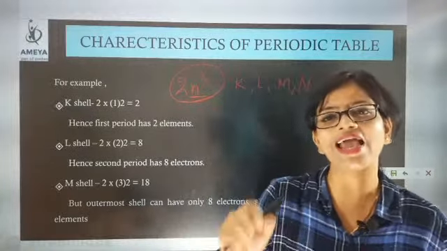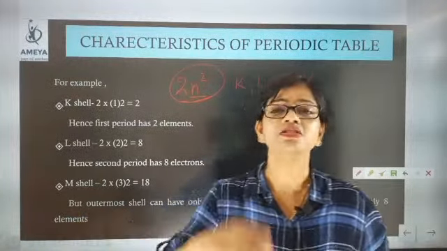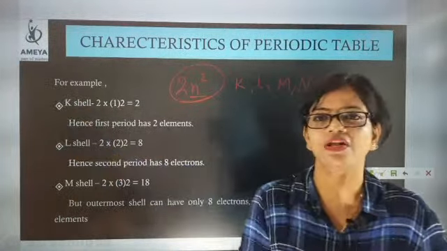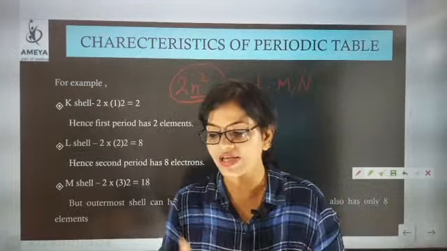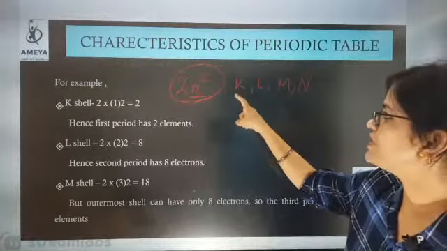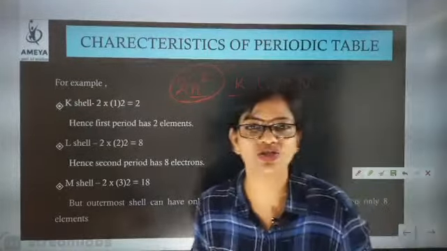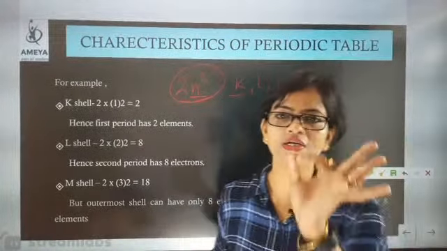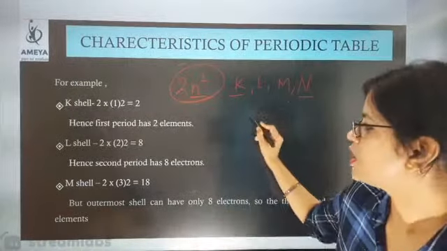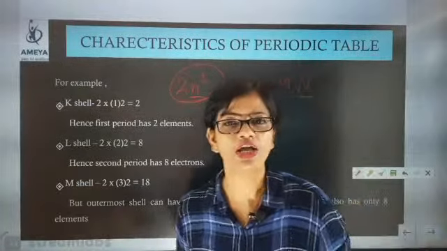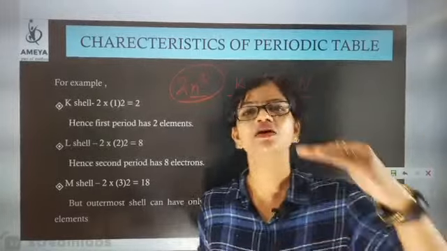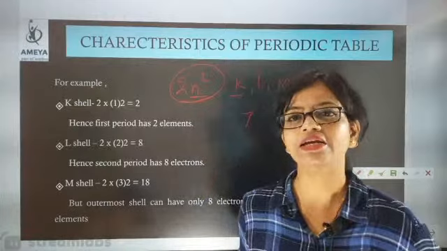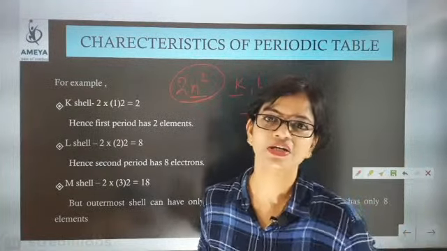Starting from K, L, M, N shell, this is called going from lower energy level to higher energy level. That means K is a lower energy level and N is a higher energy level. Till now, how many shells can we talk about? Total 7 shells, and each shell represents a period.